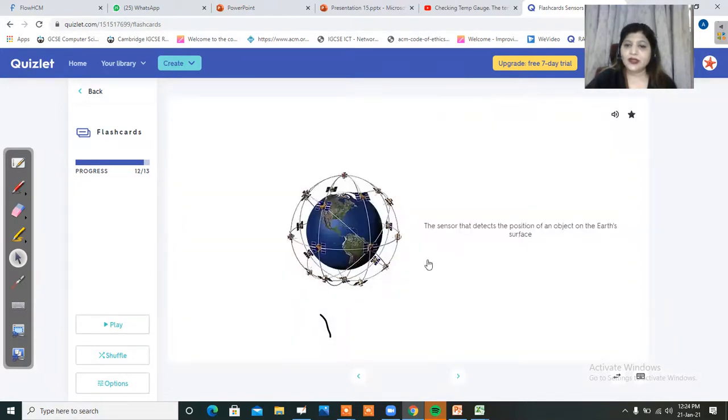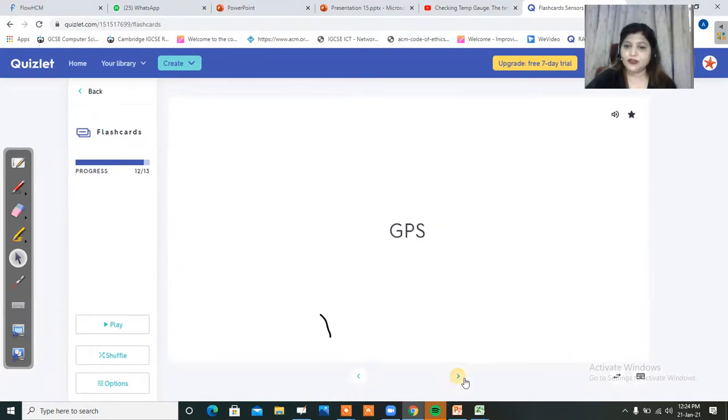The sensor that detects the position of an object on the earth's surface. What is it? GPS sensor is one of the examples. The sensor which detects an object's position or motion, movement sensor is one of the examples.